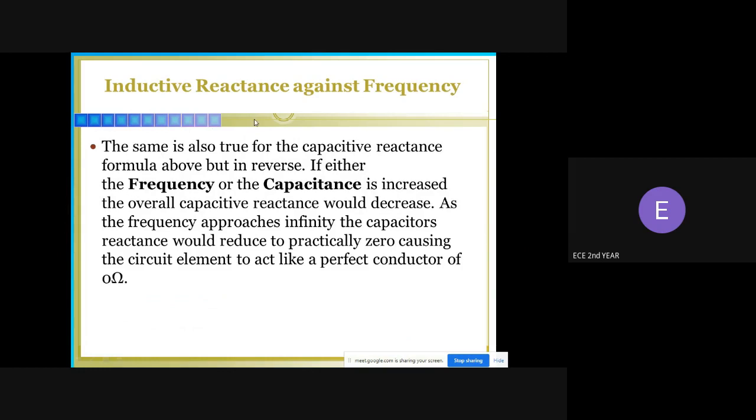The same is also true for the capacitive reactance formula above, but it is reversed, because inductors and capacitors are vice versa. If either the frequency or the capacitance is increased, the overall capacitive reactance decreases, right? Because it is inversely proportional. As the frequency approaches infinity, the capacitive reactance reduces to practically zero, causing the circuit element to act like a perfect conductor of 0 ohm.